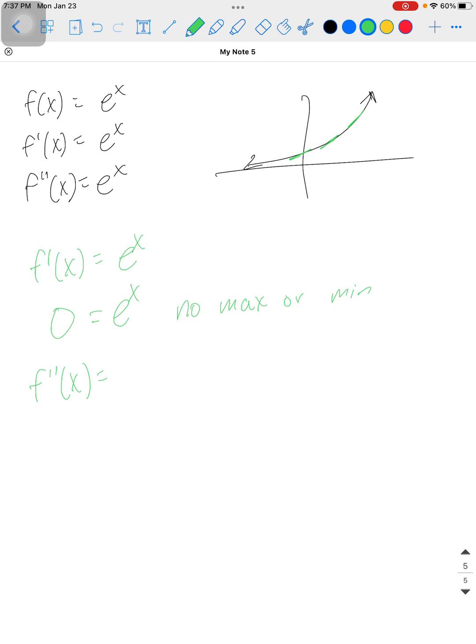Second derivative, is it equal to 0? Nope. So there's no point of inflection.